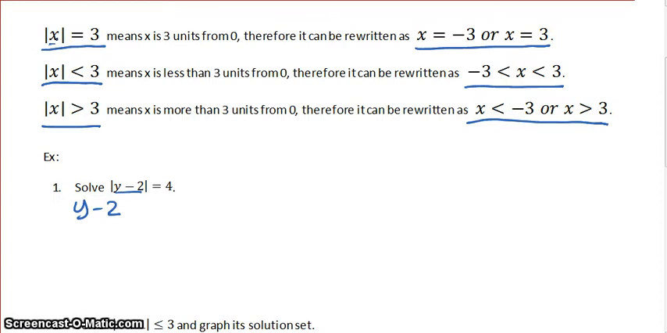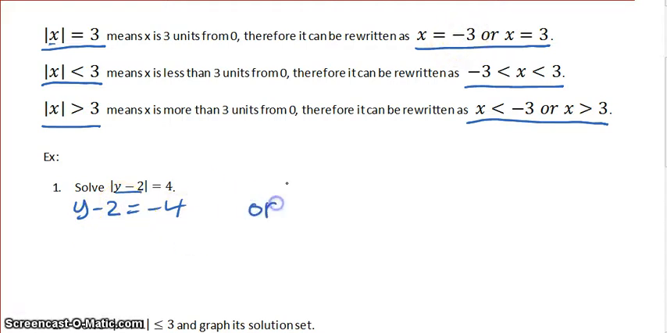So like this one, what's inside the absolute values? y minus 2. So that's what I'm going to put. y minus 2 equals the negative version of this number here, which will be a -4. So I take the inside of the absolute values, which happens to be y minus 2, and I make it the negative of the number.